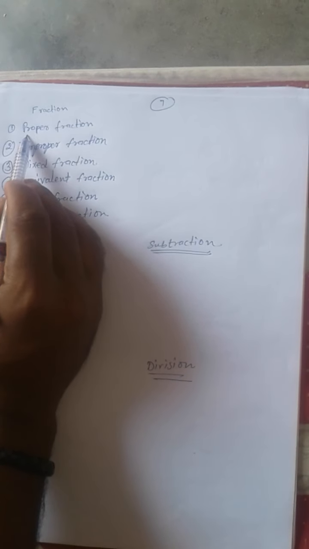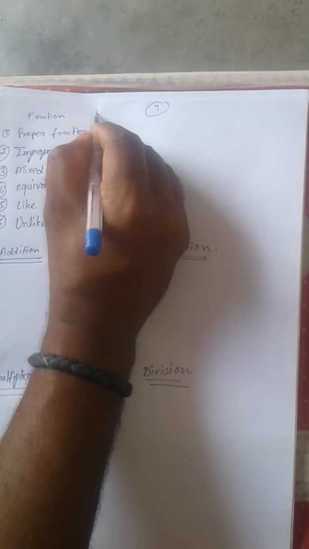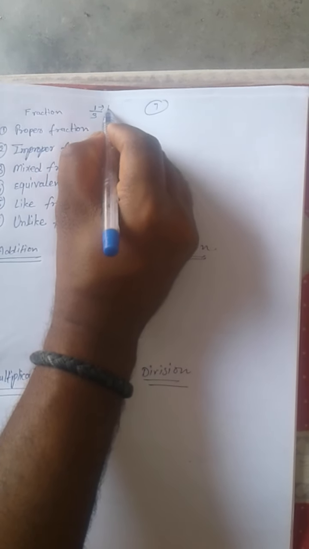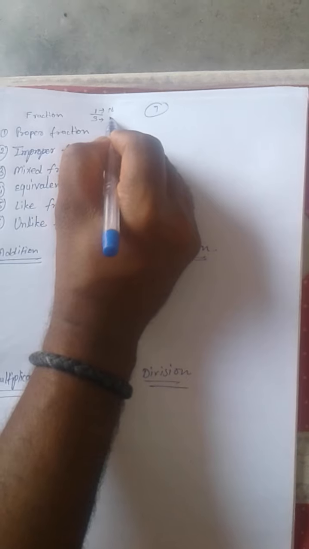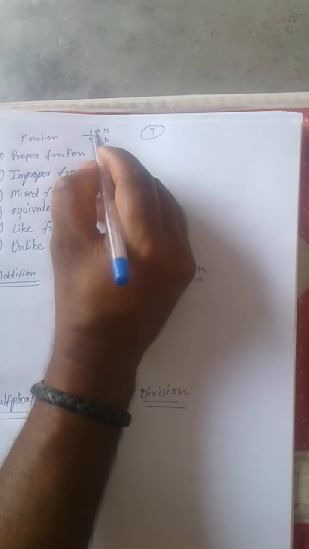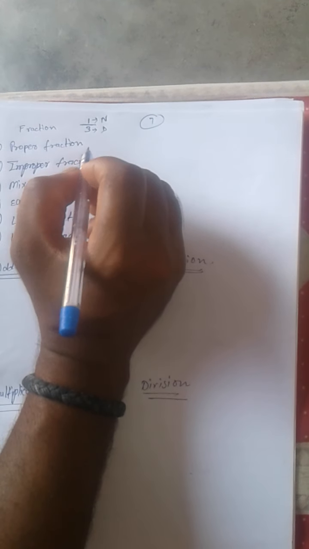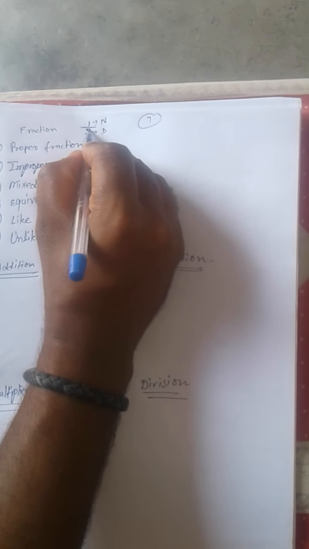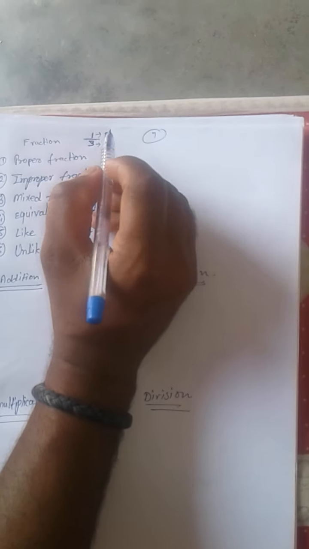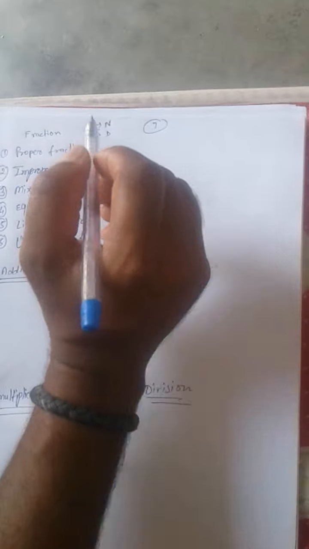So first of all, there is proper fraction. What is proper fraction? As you know, in every fraction there are three things. This is called numerator, this is called denominator, and this line is called the divide line. The upper number is called numerator and the lower number is called denominator. Remember this: the denominator always shows the total number of parts of that whole thing, and the numerator shows the corresponding part for which we are representing this fraction.